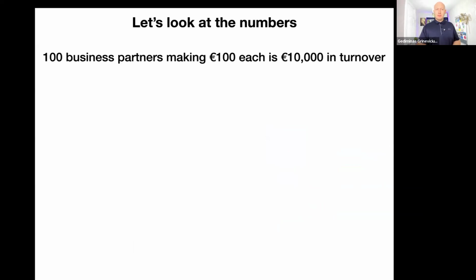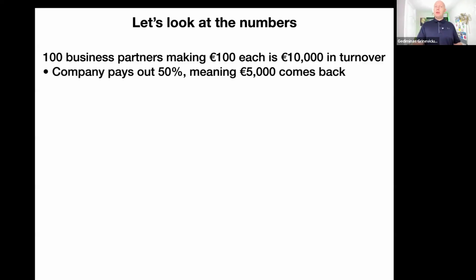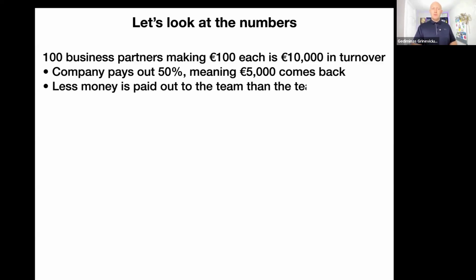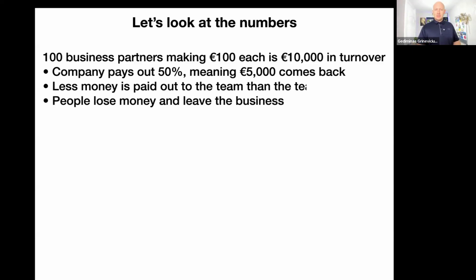So how does that work? Well, let's look at the numbers. Imagine you have 100 business partners in your team doing £100, dollars, euros turnover a month. That is 10,000 in turnover a month. Let's say the company pays out 50%, meaning 5,000 comes back. That means less money is paid out to the team than the team is spending. People lose money and leave the business.